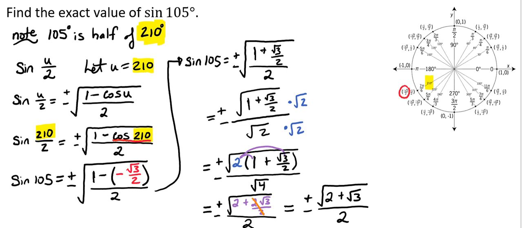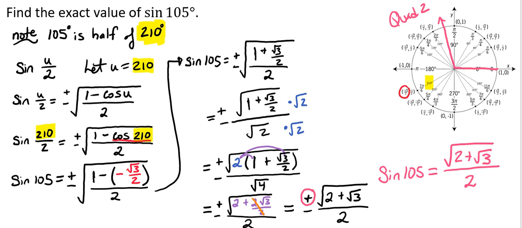So now the question is: is my answer positive or is it negative? That all comes into play as where 105 degrees is in our unit circle. What quadrant is that? If we look at our unit circle, 105 degrees is going to be somewhere in our second quadrant. In that quadrant, we see that y is positive, so we're going to have a positive answer since we're doing a sine function.